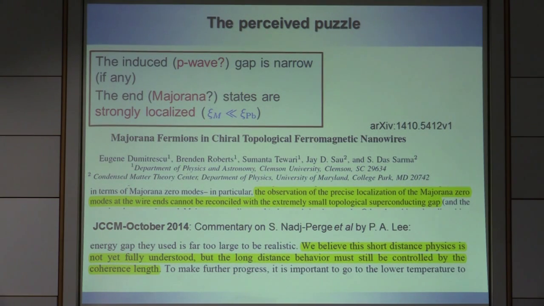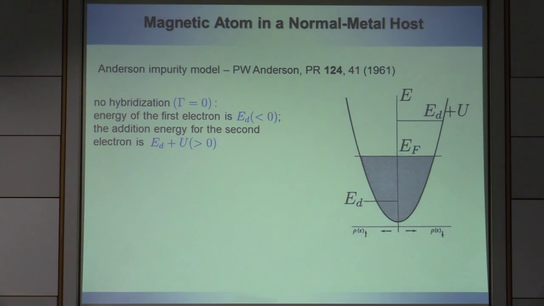As a bit of shameless advertising, I would say that there were indeed statements, from strong to moderate, about this apparent inconsistency: that it cannot be reconciled, and is not yet fully understood. And that was about a year ago. But I think actually that there is quite a simple explanation that does reconcile the gap being narrow and the localization length being short. So for that, I have to go back and start with just, yep.